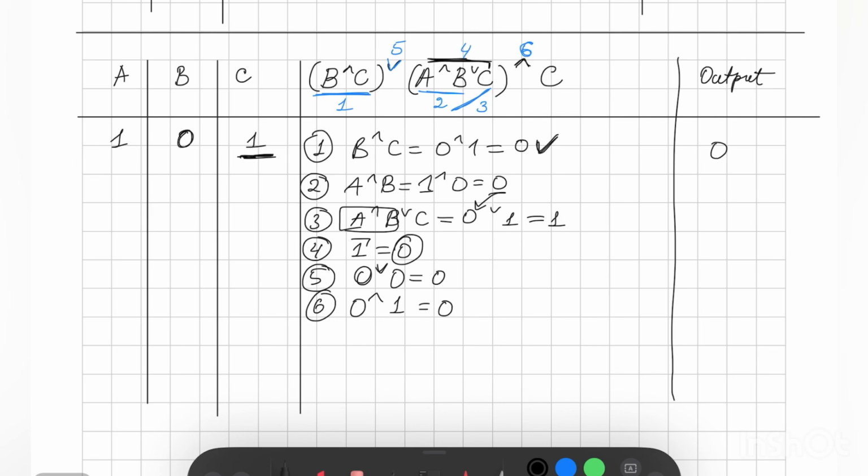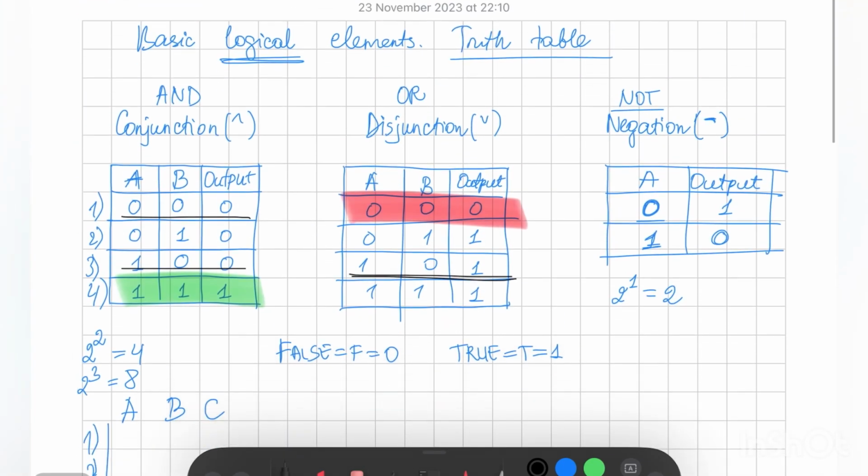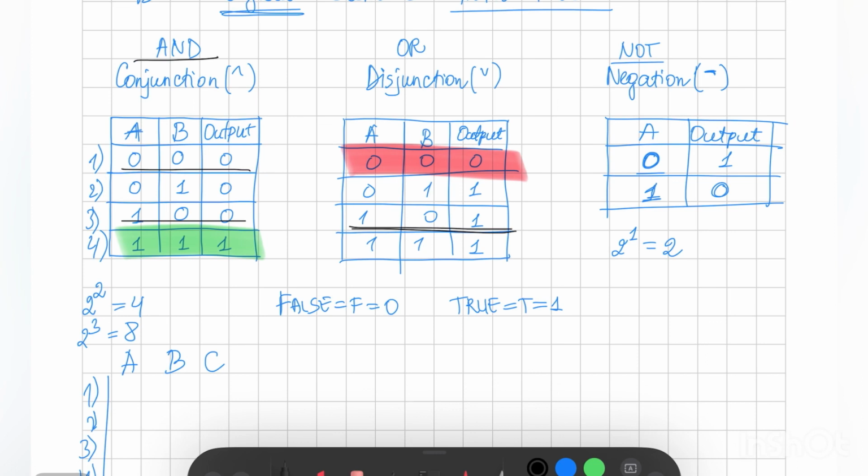I think that's all for today. You just have to remember that in AND we have true only if both inputs are true. In disjunction or output will be false or 0 only if both of the inputs are 0. And negation is the simplest one. We have one input and we just have to write the opposite for that number. If it is 0, it will be 1. If it is 1, it will be 0.